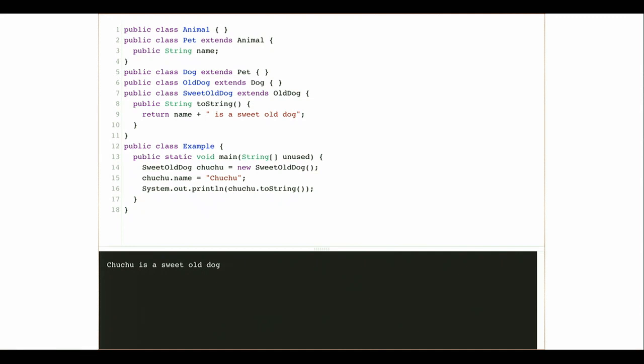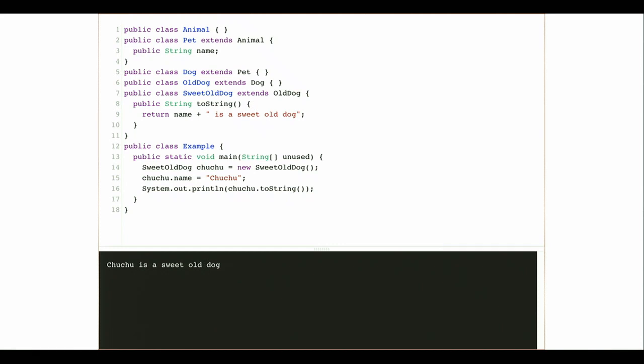Now I set the name. The name is something I inherited from pet. And now I say print choo-choo toString. So when Java goes looking for this method, here's what happens. It says, okay, is there a toString method defined in the sweet old dog class? And the answer in this case is yes. I define one right here on line 8.